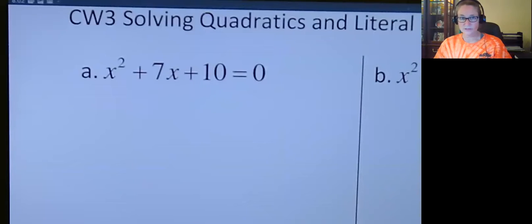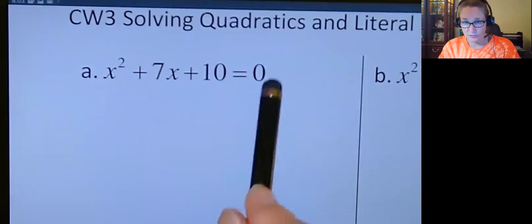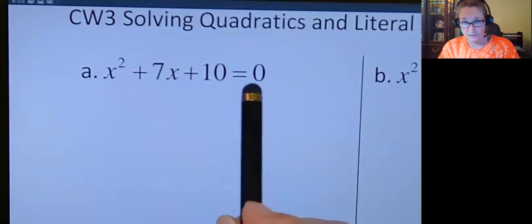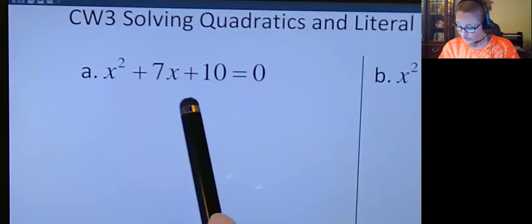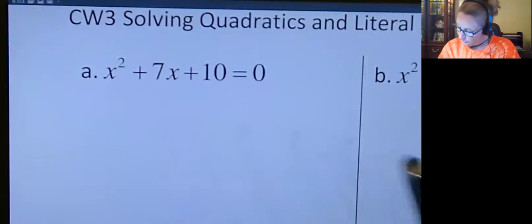This video is on classwork number 3, solving quadratics and literal equations. So whenever you have a quadratic, you always want to make sure it's set equal to 0. If it's factorable, I would factor it. This one is one that is factorable.